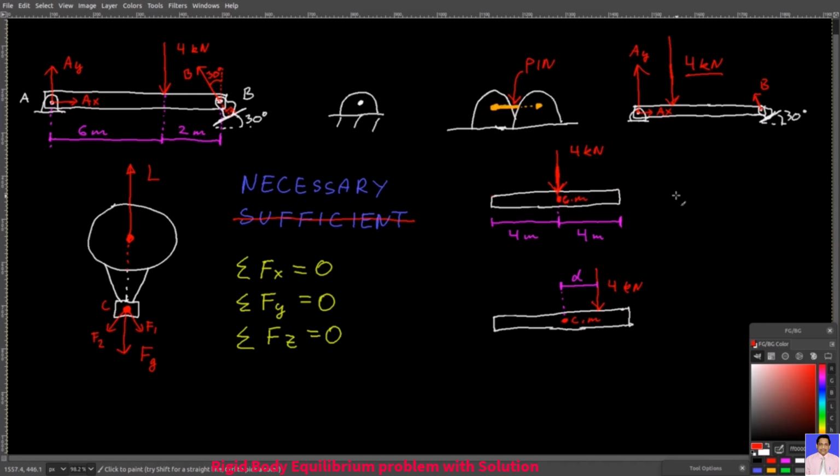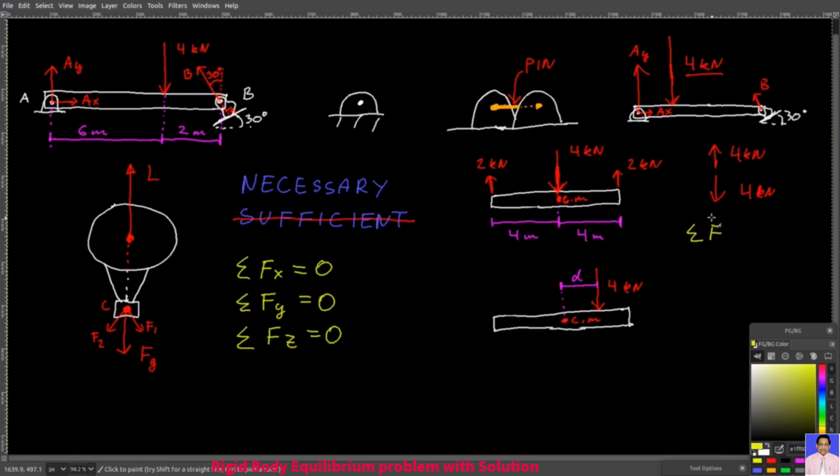In the first case, if I apply a 4 kilonewton force directly to the center of mass of the beam, then this beam would be in equilibrium if it had a 2 kilonewton force here and here. And that's because these two upward forces will cancel out this 4 kilonewton downward force. That's because 2 plus 2 equals 4, so you would have 4 kilonewtons up and 4 kilonewtons down.